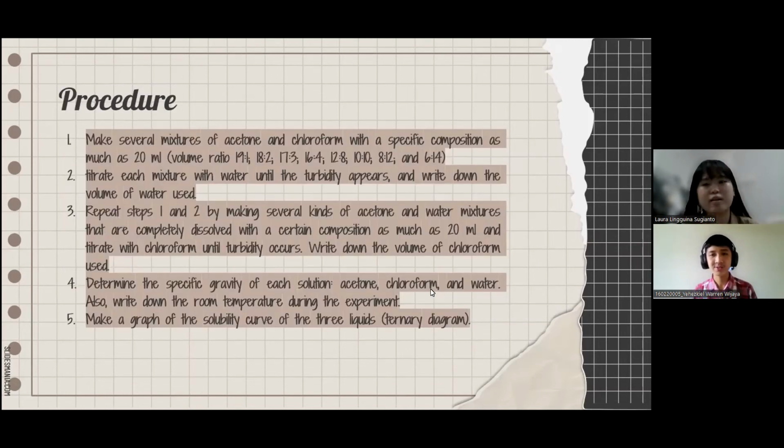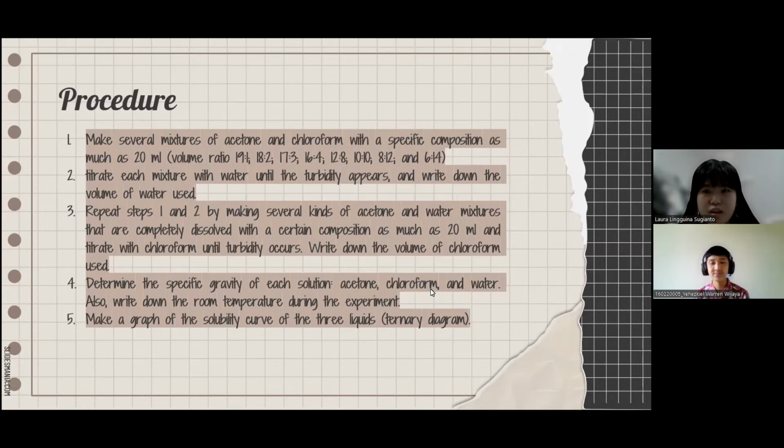Okay, next I will explain about the procedure of this experiment. In this experiment, two stages were carried out: an acetone chloroform mixture titrated with water, and an acetone water mixture titrated with chloroform. We do not use chloroform water mixtures because water and chloroform have different polarity, so they cannot be dissolved. Okay, first we are going to make several mixtures of acetone and chloroform with a specific volume of 20 ml.